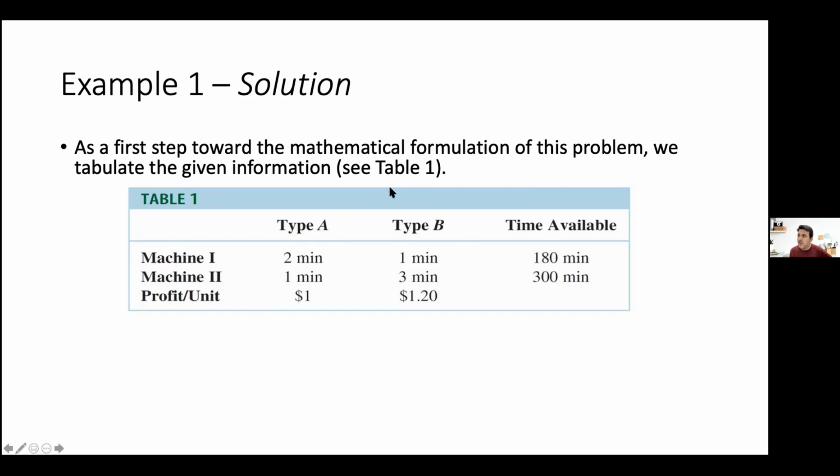So remember that. Type A requires 2 minutes on machine 1 and 1 minute on machine 2. Type B requires 1 minute on machine 1 and 3 minutes on machine 2. Total time that we have for machine 1 is 180 minutes. Total time for machine 2 is 300. If you want to check, get back and check.